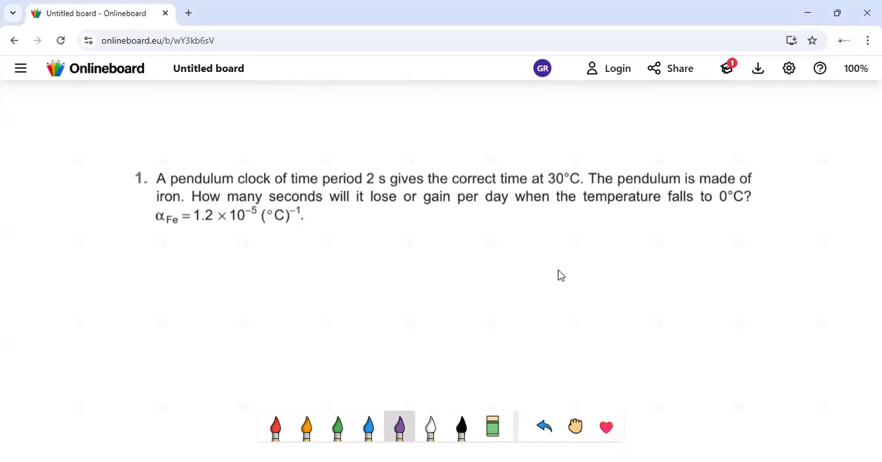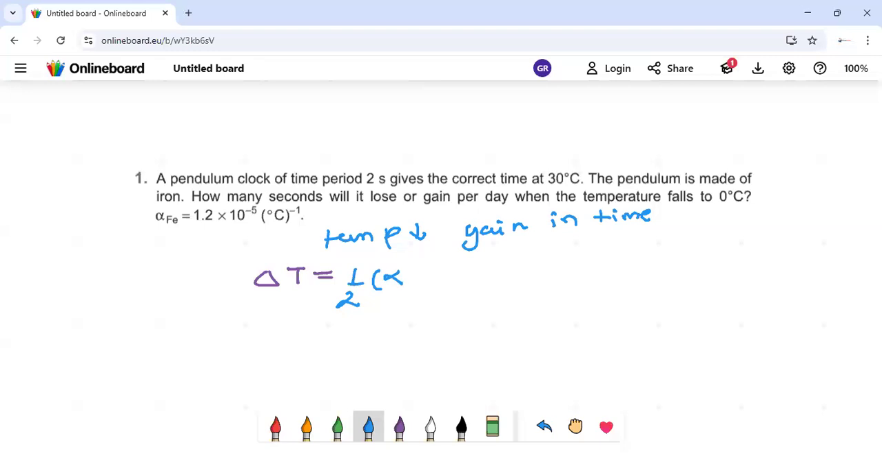So here, as I told, loss or gain. Obviously, first of all, temperature is decreasing. So if temperature is decreasing, there will be gain in time, right? And that is half alpha delta t into time.